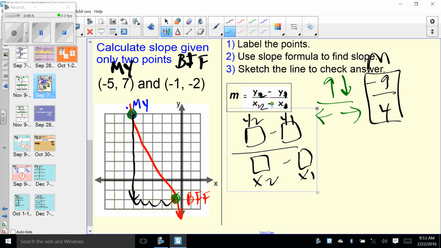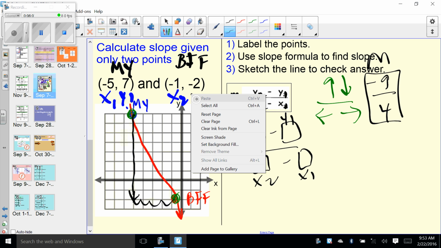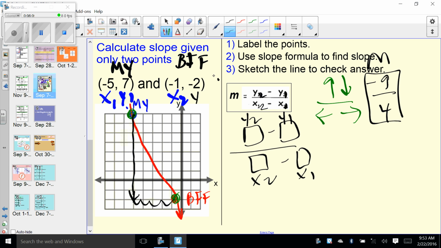All right, here we go, guys. So we have y2 value is, whoops, I probably should label these. Sorry, guys. x1, y1, here's my hotel room. Here's my friend's hotel room. Sorry, I'm having a hard time with this pen here.